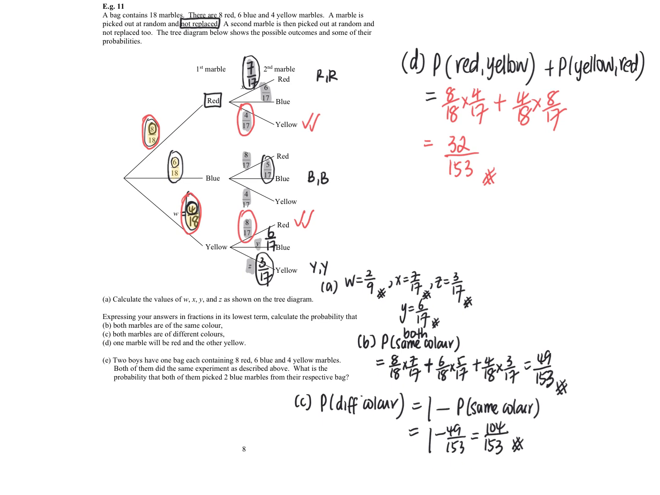Then last question says I have 2 boys. They have 1 bag each containing 8 red, 6 blue and 4 yellow marbles. Both of them did the same experiment as above. What is the probability that both of them pick 2 blue marbles from the... Okay, this one we will come back to later because we are talking about 2 different people. We come back and do this after we finish everything. If not, it might confuse you now.